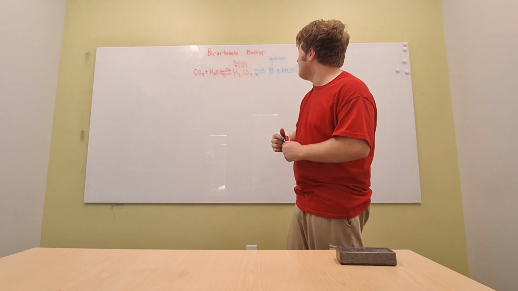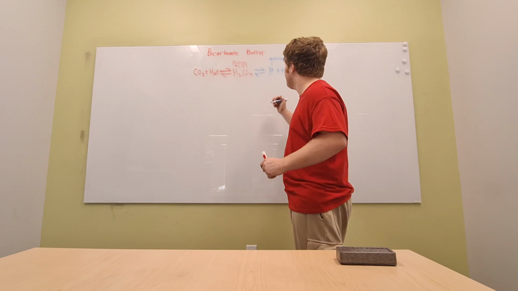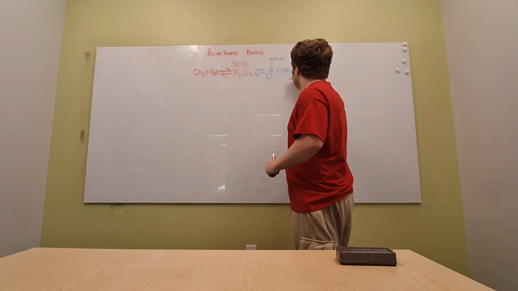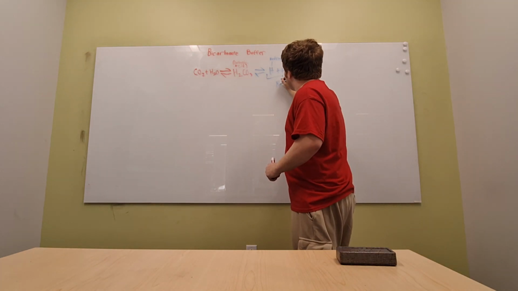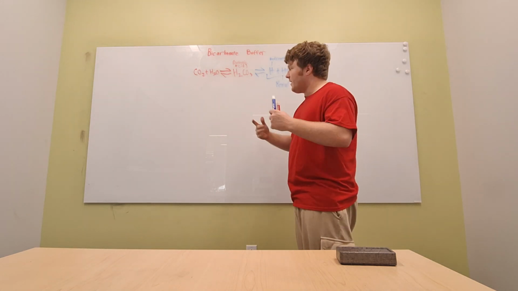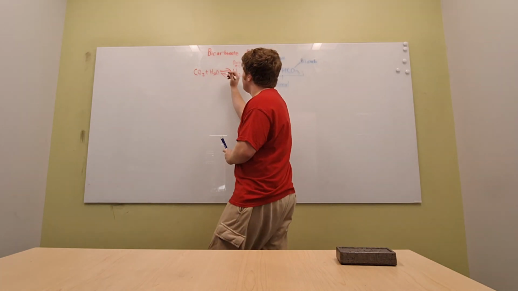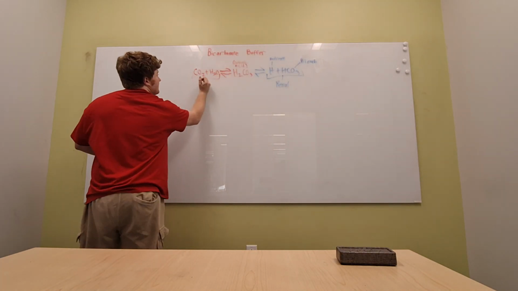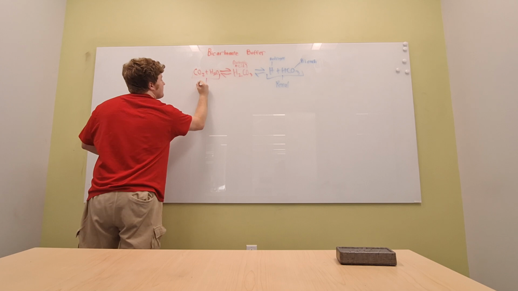Now, a good way to remember this is I split this up into two systems. This is our renal system right here. This is our kidneys, our bladder, and our urine. This over here is our respiratory.